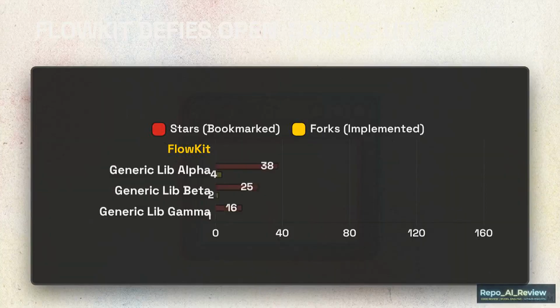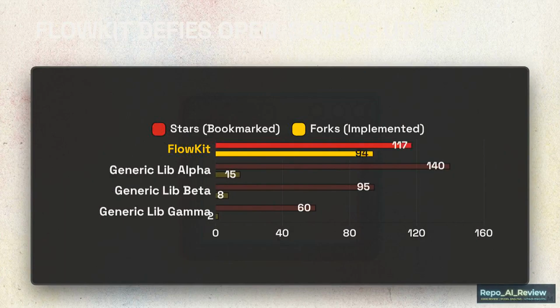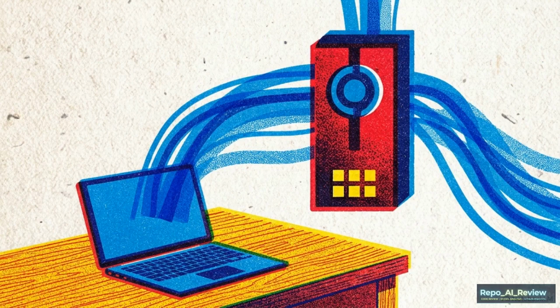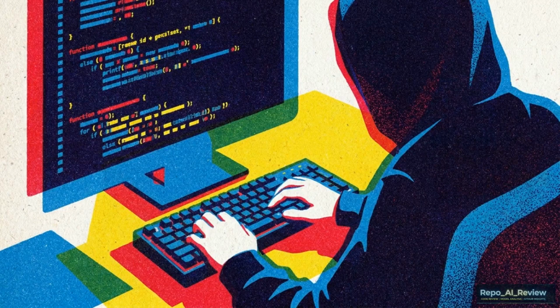This chart shows a comparison of standard open-source fork ratios against a single repository called FlowKit. While most projects are bookmarked far more often than they are implemented, FlowKit has 119 forks to 148 stars, an 80% ratio. In the developer community, this specific metric indicates that users are actively downloading the code for immediate use, rather than just saving it for later.